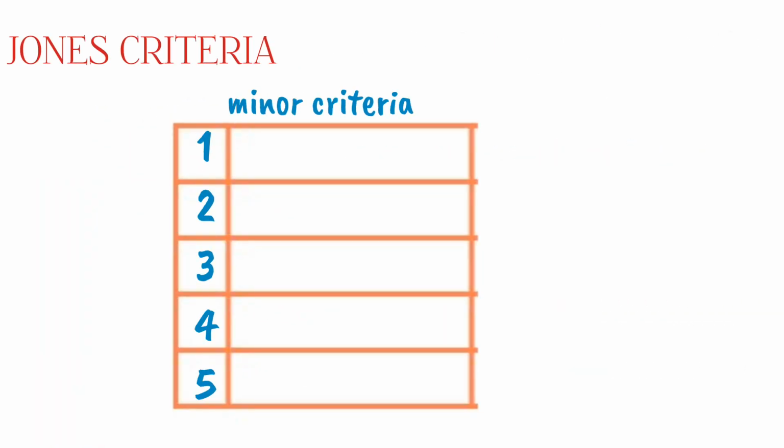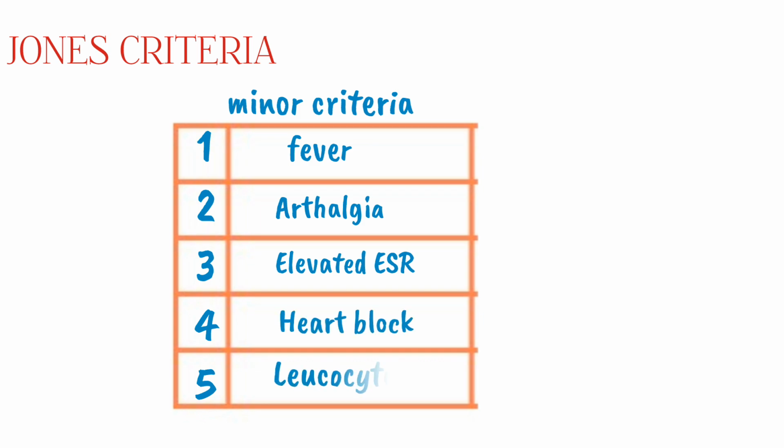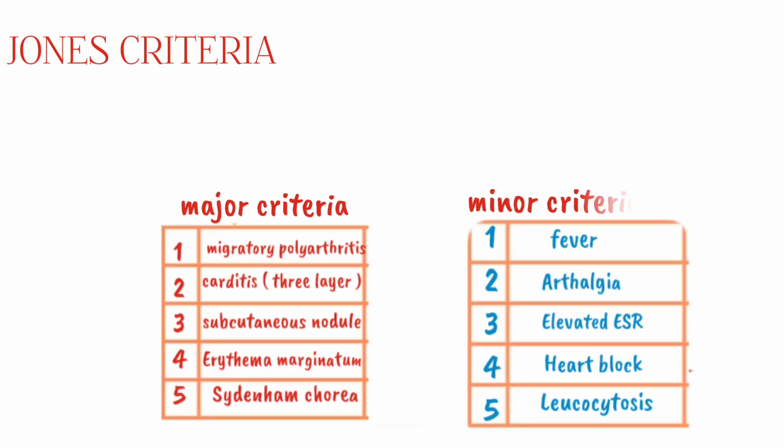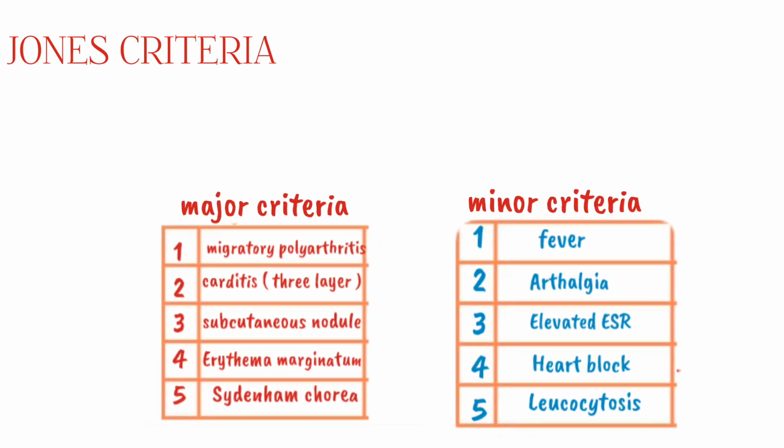The Jones minor criteria include fever, arthralgia, elevated ESR, heart block, by which we mean first degree heart block, and leukocytosis. So these five are included in the minor criteria of Jones. Now we have discussed the major criteria and the minor criteria. But a question arises: how will we diagnose a case of rheumatic fever on the basis of Jones criteria?